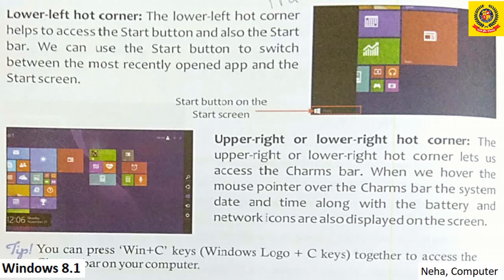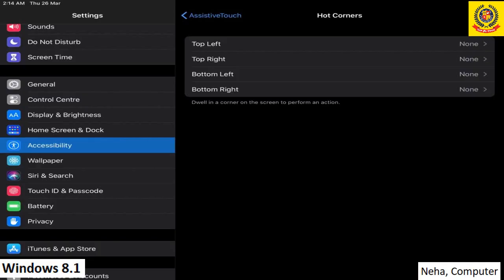We can press Win plus C together to access the charms bar on your computer. This is the shortcut key Win plus C. Win means it's the logo of Windows which we find on the keyboard, and we will press C with that, so the charms bar will get open.